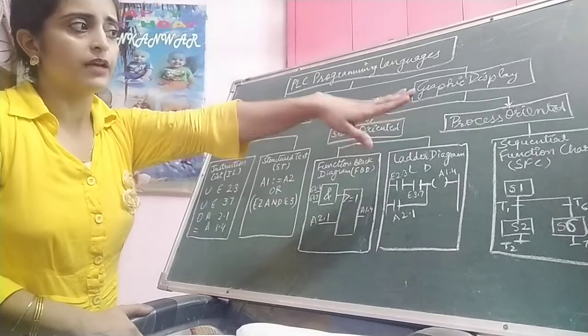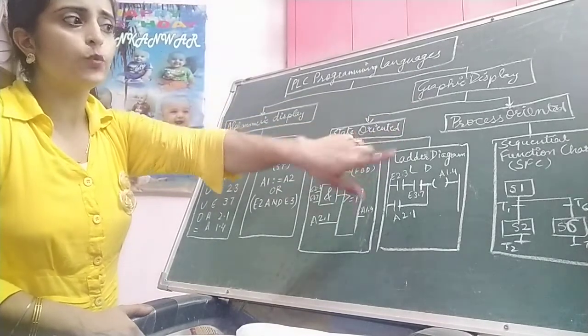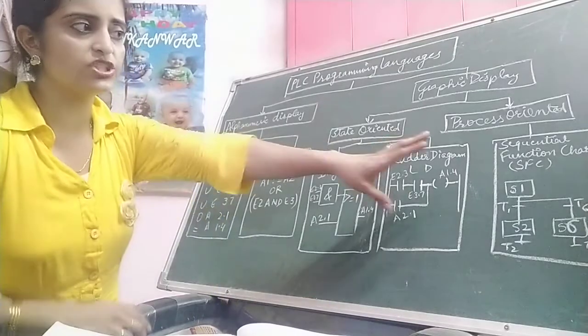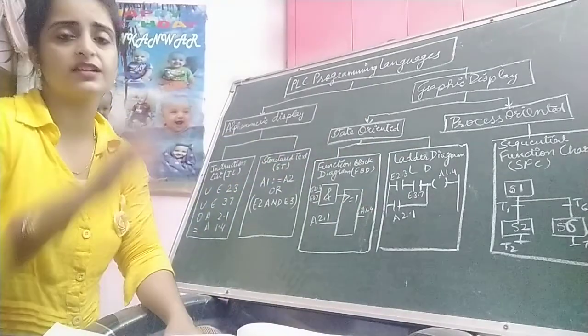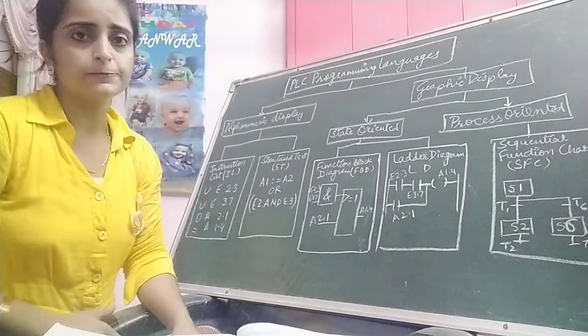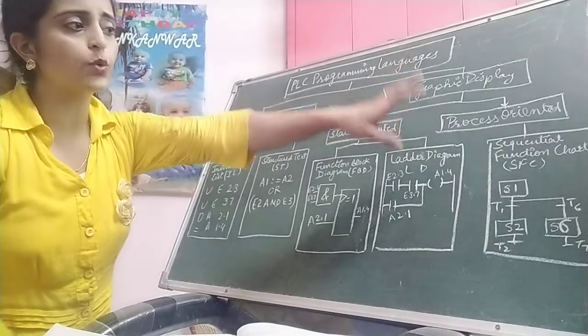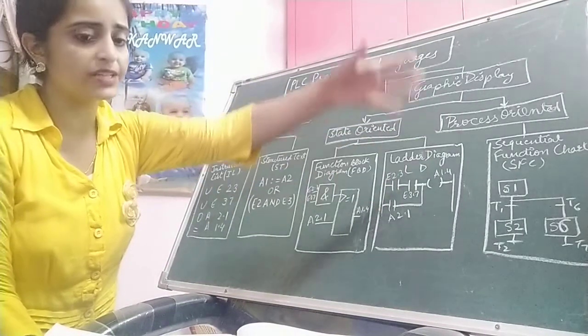The last one under the process oriented is the sequential function chart. As the name suggests, it is a functional chart. It is basically a functional chart in which a sequence of instructions is being used. It is like a chart.